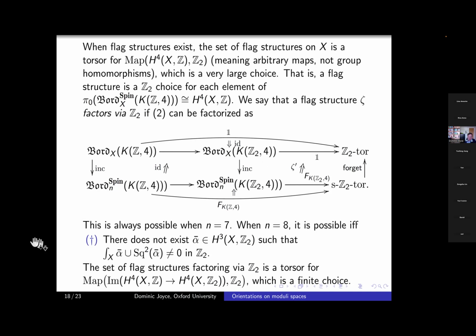This is always possible if n is 7. When n is 8, it's possible if a slightly strengthened version of condition star holds, which is that it should not hold for any alpha bar in H3 of x Z2, rather than just for alpha bar which are the restrictions of integral classes. So if that holds, then the set of flag structures factoring via Z2 is now a torsor for the mapping space from the image of the integral cohomology in the Z2 cohomology, mapping space in that in Z2. That's a finite Z2 vector space, so this is a finite choice.